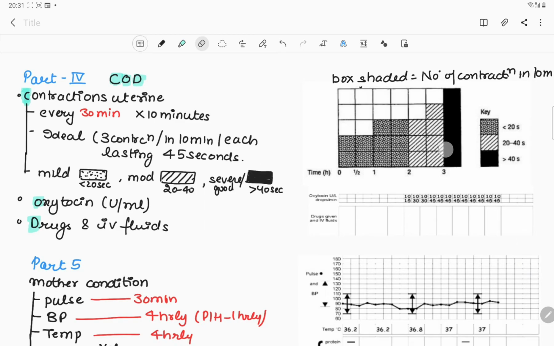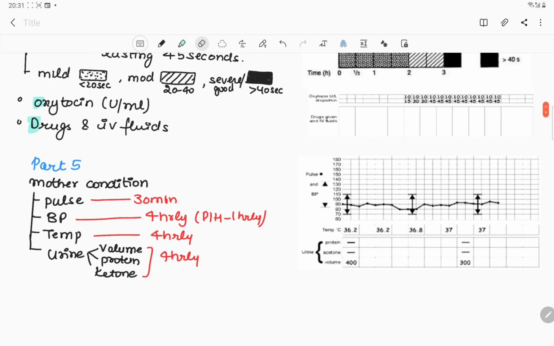For example, on the right side of the picture, the number of boxes shaded means the number of contractions in 10 minutes. For example, 2 contractions are there in 10 minutes of mild intensity, and this is showing 5 contractions in 10 minutes of severe or good intensity. Then O is for oxytocin in units per liter or drops per minute, or any other drugs or IV fluids given are written in this partograph. Part 5 is for mother's condition.